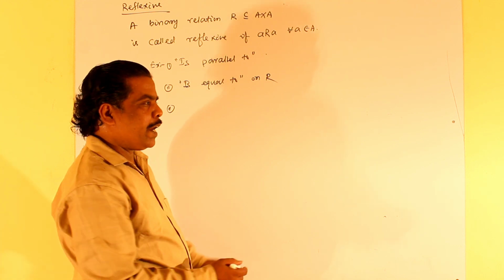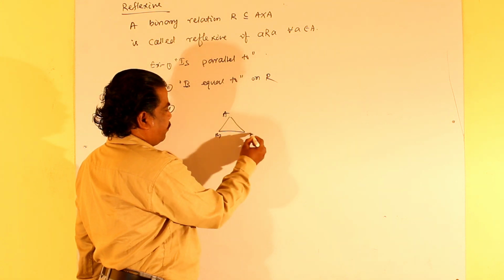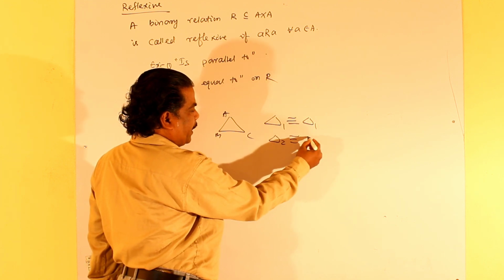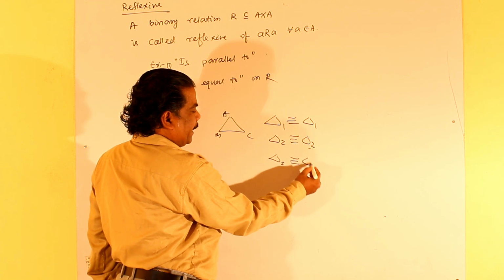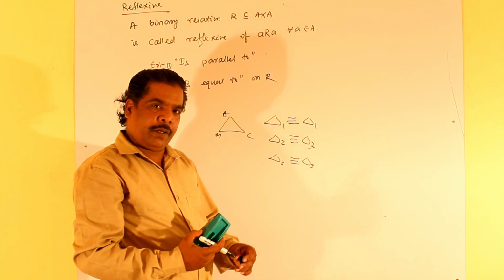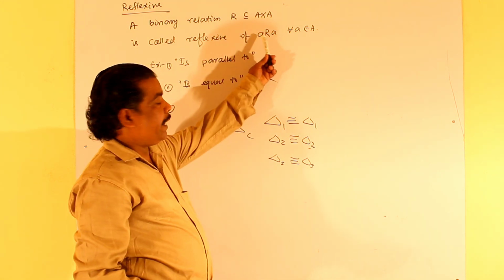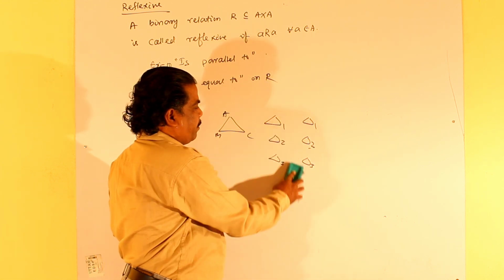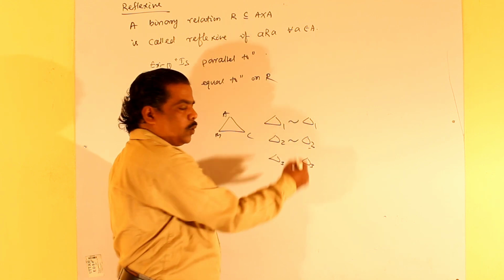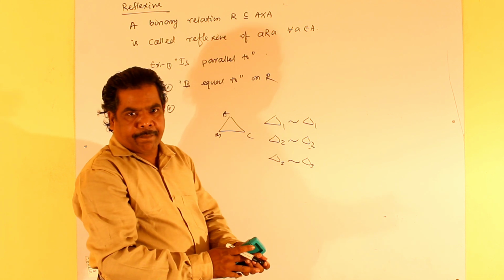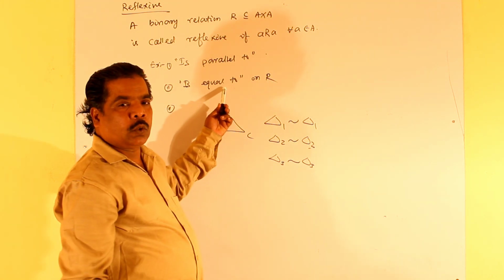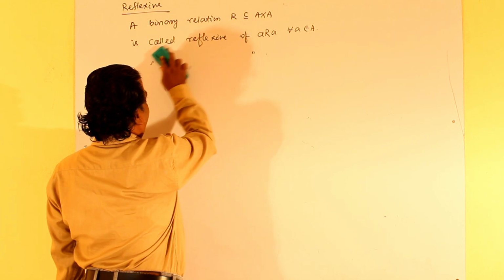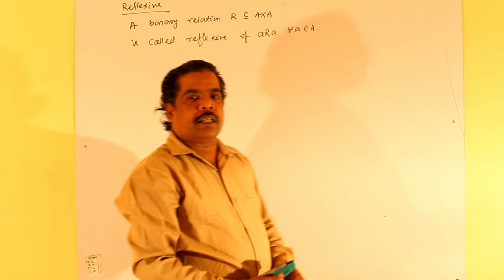Congruent relation: any triangle ABC is congruent to ABC. So delta 1 is congruent to delta 1, delta 2 is congruent to delta 2, delta 3 is congruent to delta 3. Every triangle is congruent to itself, so is congruent to satisfies the property a related to a. Similarly, delta 1 is similar to delta 1, delta 2 to delta 2, delta 3 to delta 3. So is similar to, is equal to, is parallel to are all examples of reflexive relations, the relations that satisfy the condition a related to a.